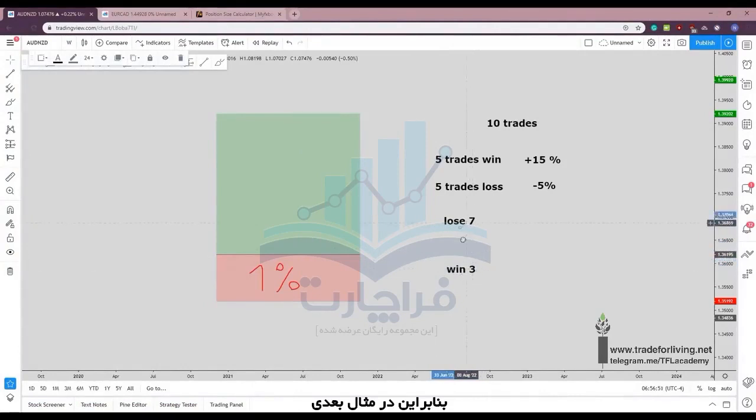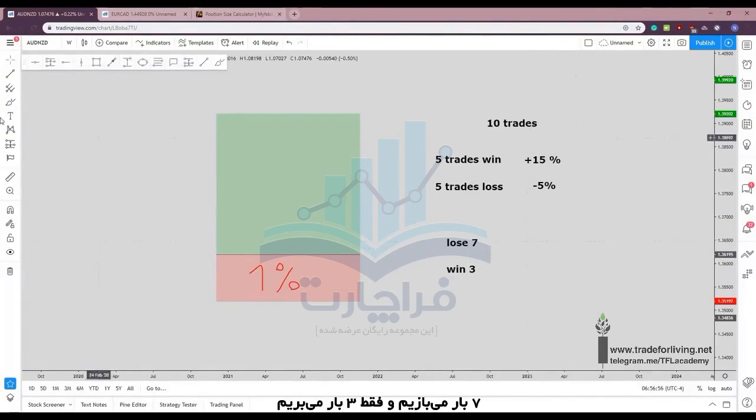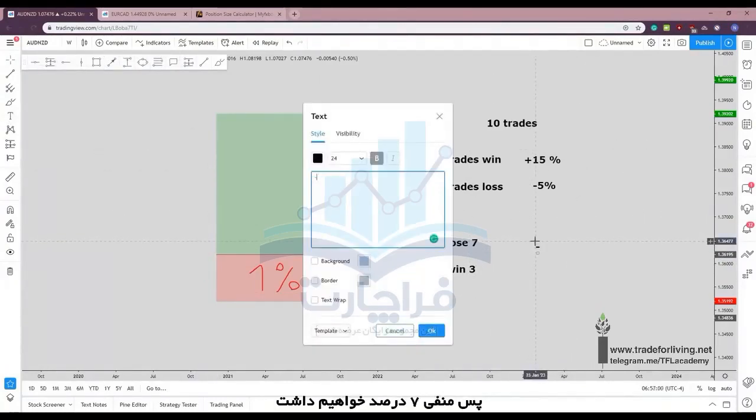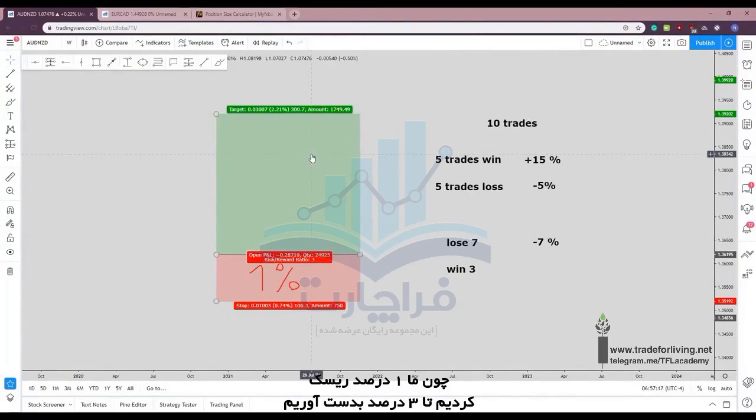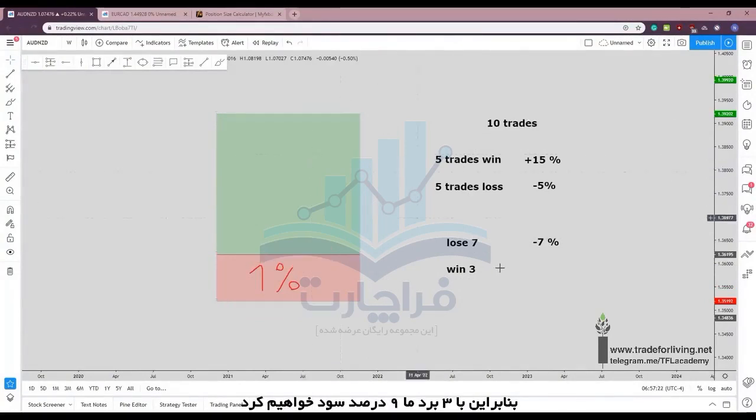So in this example, we are losing 7 trades and winning only 3. What will happen in this case? We lose 7 trades, so we'll have a minus 7% because we're risking 1% per position. So we are negative 7%. But for the 3 trades we win, you need to do 3 times 3, because we're risking 1% to make at least 3%. So if we win 3 trades, it means that 3 times we won 3%. So we will have a gain of 9%.